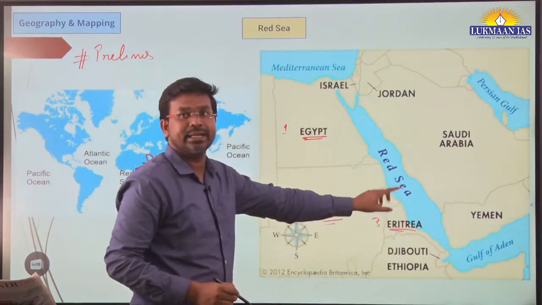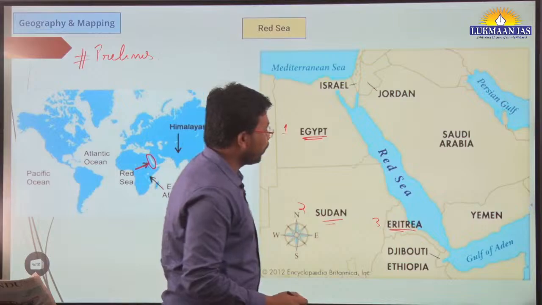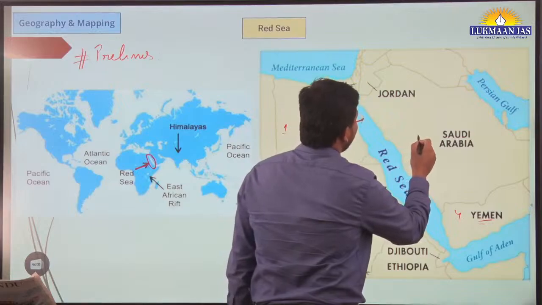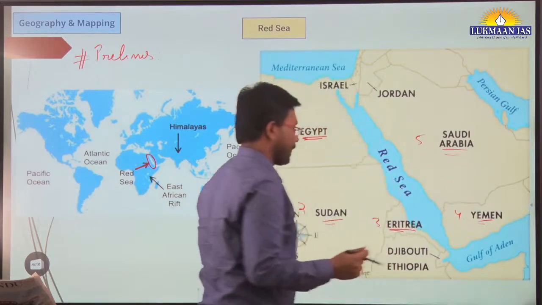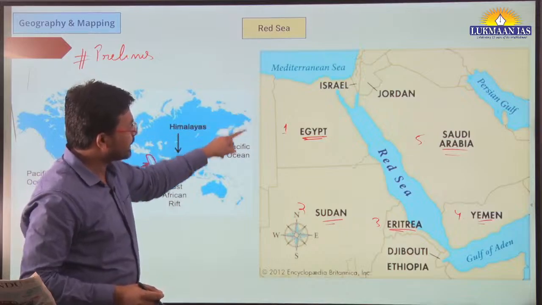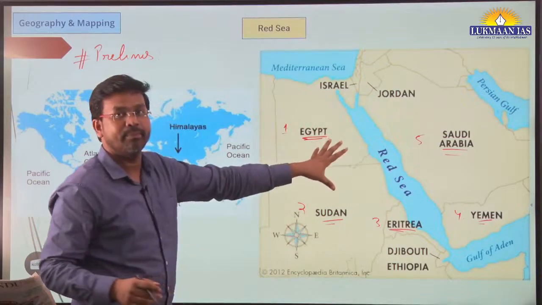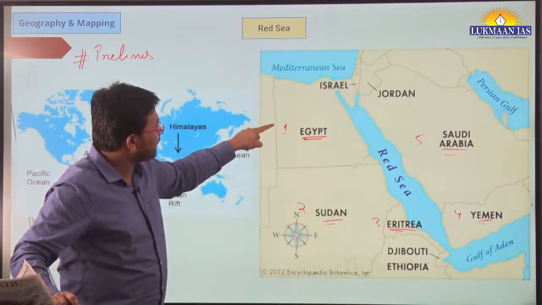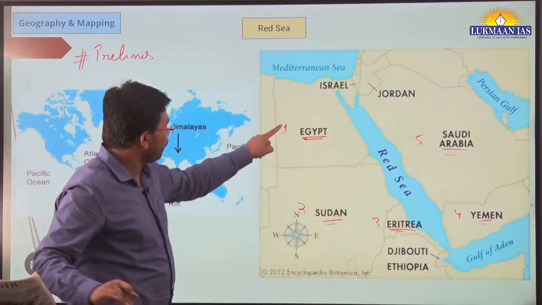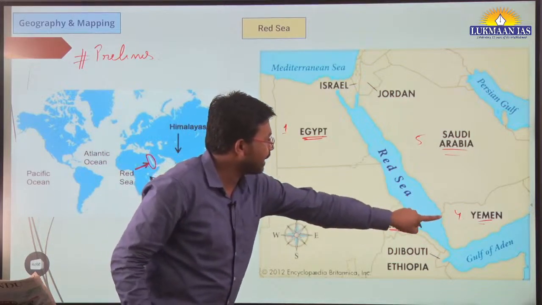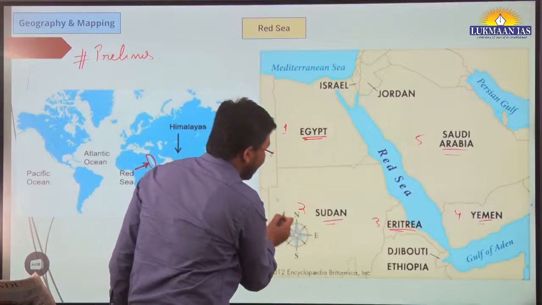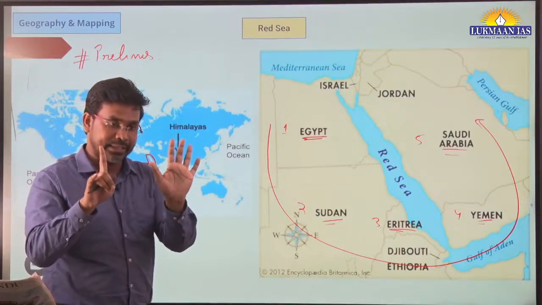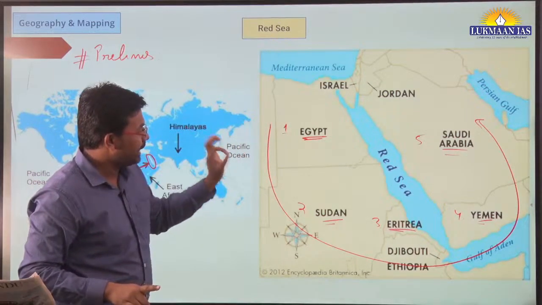Then the third country is Eritrea. It has a border with the Red Sea. Then we have Yemen as the fourth country, and Saudi Arabia as the fifth country. These countries share a maritime border, or coastal boundary, with the Red Sea. We have located Egypt, Sudan, Eritrea, Yemen and Saudi Arabia. If we go anti-clockwise, we come across these five countries sharing a border with the Red Sea.